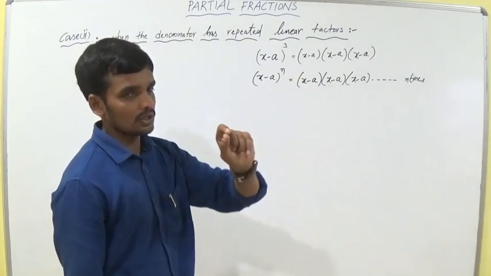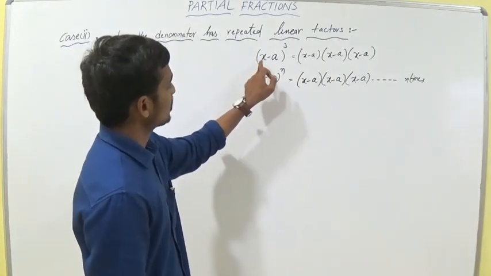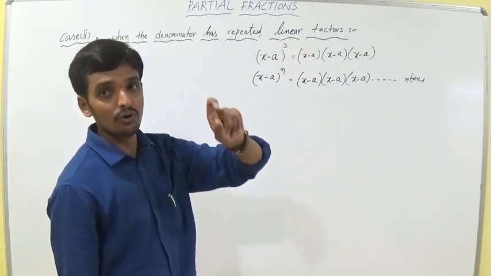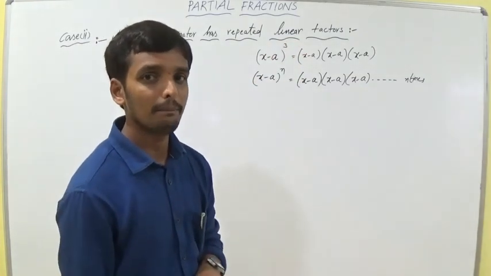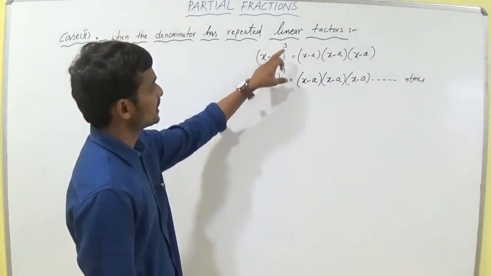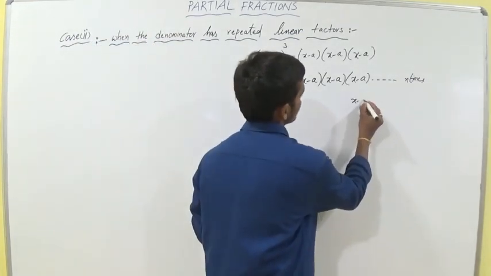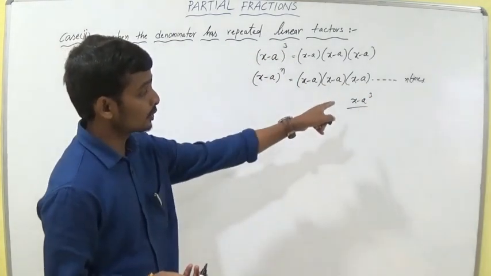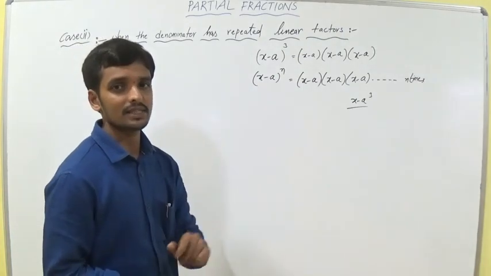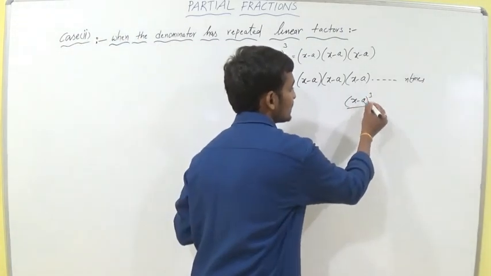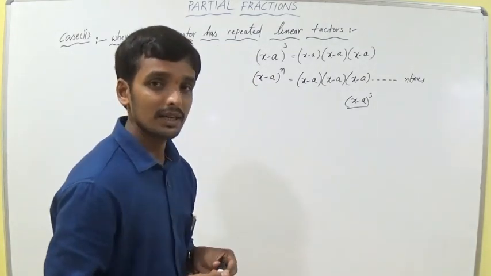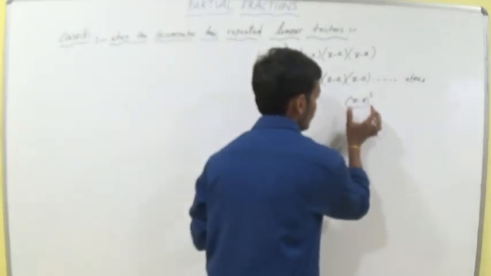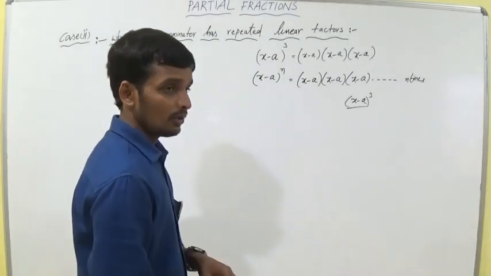Now a small thing: how can we read this? It is x minus a whole cube. You are using the word whole. Whole means we are using the bracket: bracket x minus a whole cube. If we had x minus a cube without the bracket, how can we read this? X minus a cube, because the cube belongs only to a, not to x. If you apply the bracket, it is x minus a whole cube. Whole means the bracket. So now we are coming to our topic.